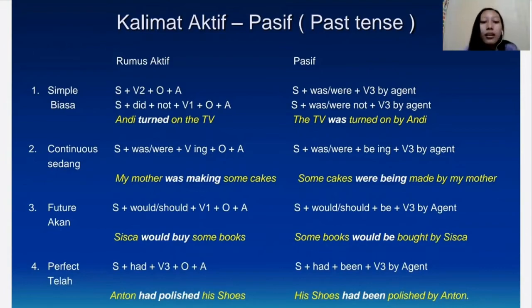Third, future past tense. We can use subject plus would or should plus be plus verb 3 plus by agent. Example, Siska would buy some books. It will be some books would be bought by Siska. And the last one, past perfect tense. We can use subject plus had plus been plus verb 3 plus by agent. Example, Anton had polished his shoes. It will be his shoes had been polished by Anton.